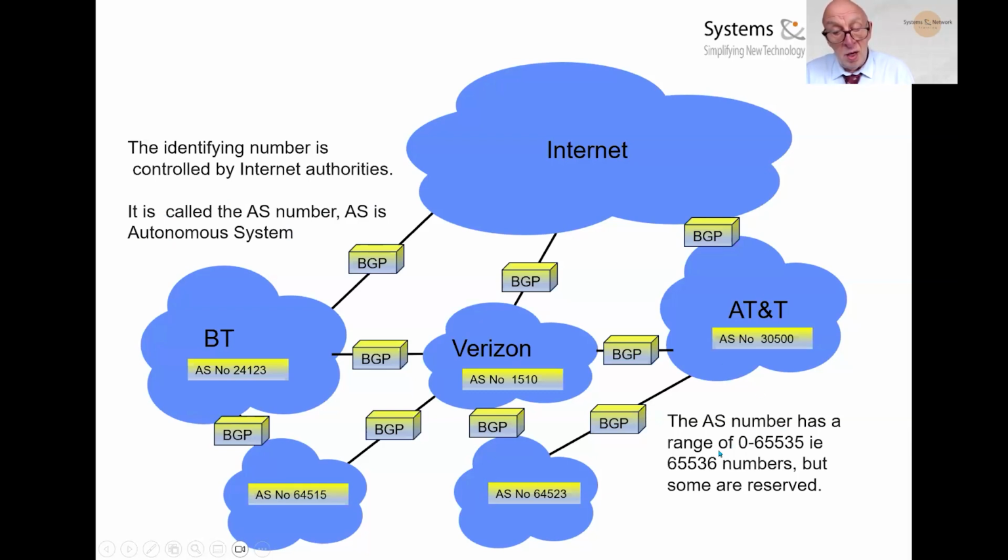Fine. That AS number can be 16 bits, as I've said, giving you a range of 0 to 65535, 65536 in total. Some of these are reserved, not least the private ones, which will become relevant shortly. And you can see here, AT&T, I've made these numbers up. AT&T have an AS of 30500, Verizon have 1510, BT have that, and so on. So BT, Verizon, and AT&T are all public AS numbers because they're between 0 and 64511. Whereas these here, we've got 64515 and 64523. Anything greater than 64511 is a private AS number. I just dropped them in there for the sake of illustration, really.